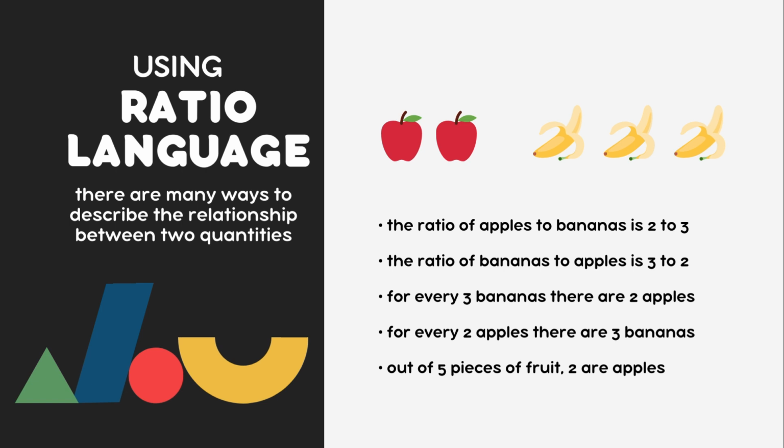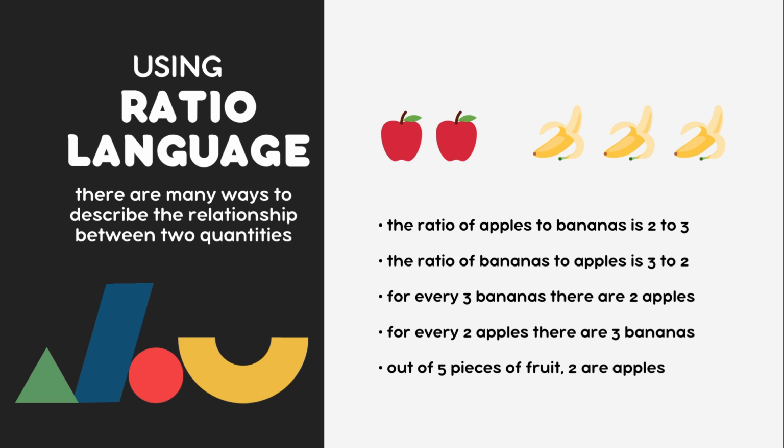Now it's time to learn the ratio language and how to use it. Using ratio language, there are many ways to describe the relationship between two quantities. The ratio of apples to bananas is 2 to 3. As we can see, there are 2 apples drawn and 3 bananas. The ratio of bananas to apples.